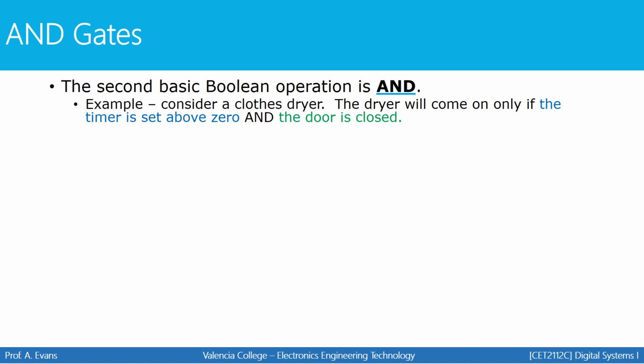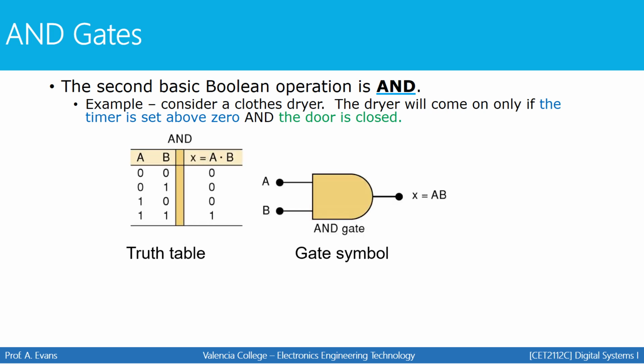It can't be one or the other. It must be both. That's the idea of AND. So here's the truth table and the symbol for AND. On the left, we'll start with the truth table.